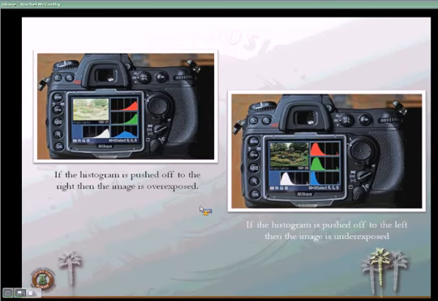So again, in real life, this is what an overexposed histogram will look like. All the pixels are pushed over to the right-hand side. And over here in the bottom picture, you'll see that this is an underexposed picture where most of the pixels are pushed off to the left-hand side. So if you notice that you made an exposure and it's either overexposed or underexposed, then you're going to want to retake the picture but alter the exposure.